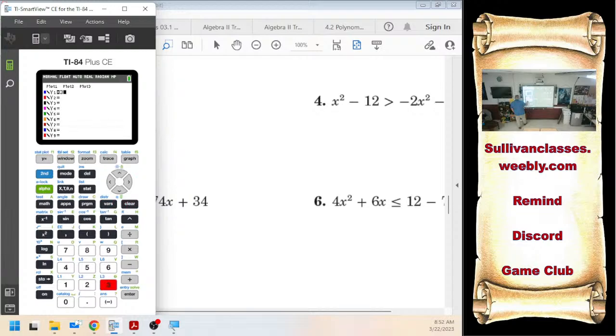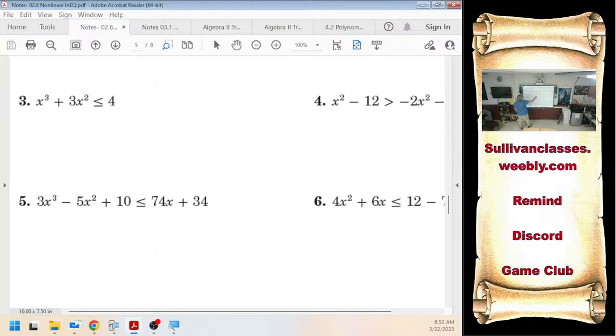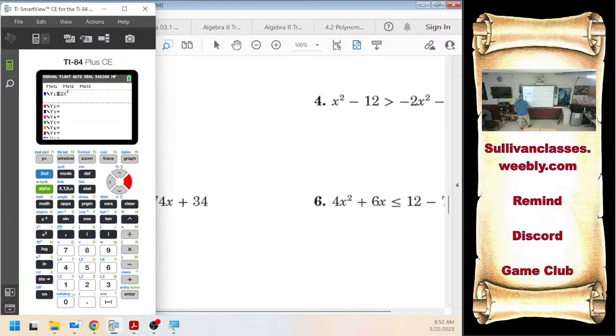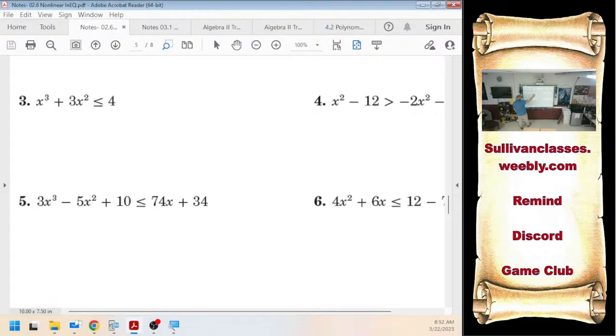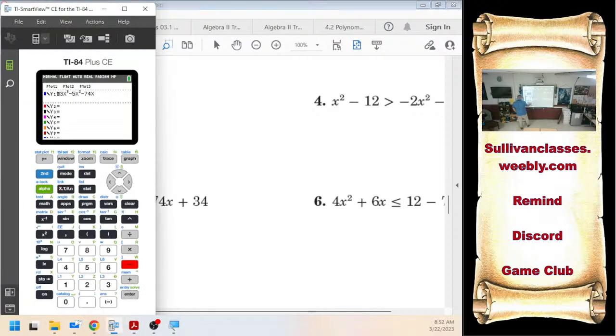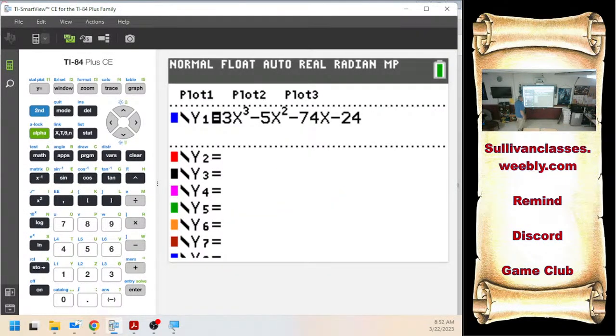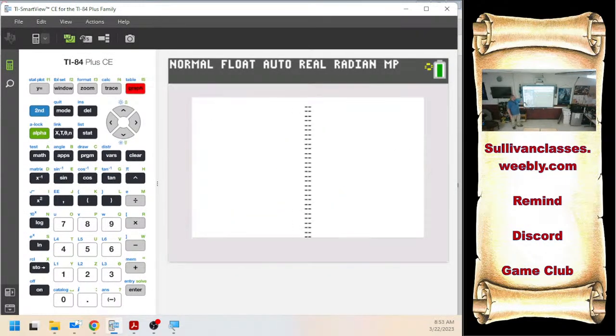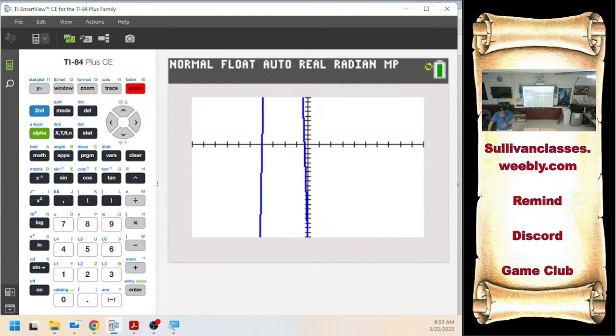So what is that? 3x to the third minus 5x squared minus 74x. What is this? 10, negative 24? Okay, y'all, it was a positive odd polynomial. I know it's going to start at negative infinity, do some math, go up to positive infinity. Did I say negative first? No.